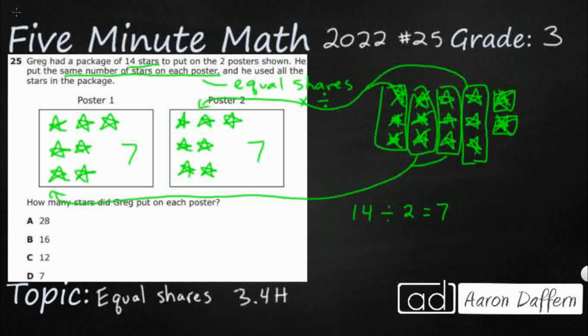Another way to do it would be to say I've got two posters, right? And I needed to put so many stars per poster to get me up to 14, right? That's my missing number. That's why the division would work, but maybe you know that multiplication fact, and you're going to get that 7 there. Either one of those is going to work.